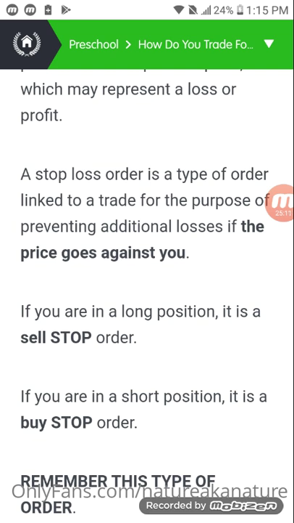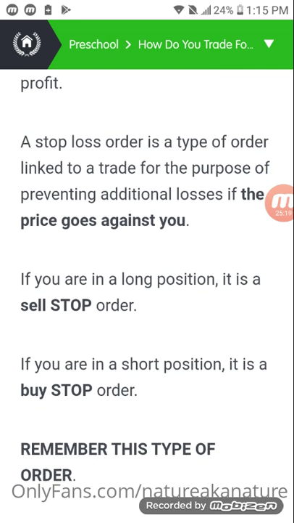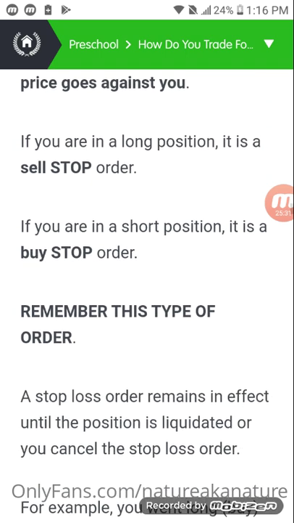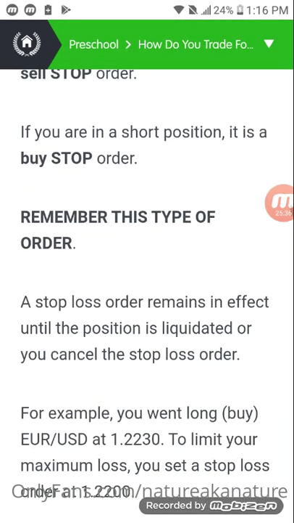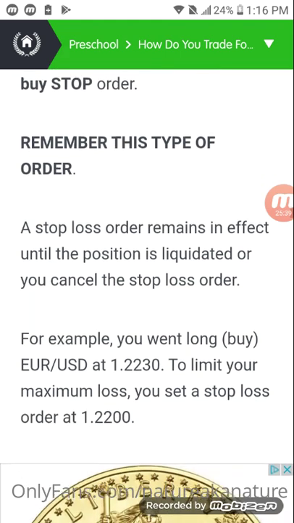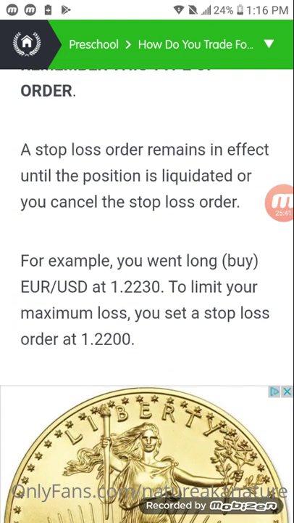If you go in a long position, it's a sell stop order, and if you go in a short position, it's a buy stop order, okay, because if you're in a long position, say that price goes in the opposite way, the sell stop order will stop you out. And say you're in a short position, price goes in the opposite way, the buy stop order will stop you out. Okay, so remember this type of order, as far as the stop loss orders. These are the different types of orders that you can use in Forex. Okay, so stop orders remain effective until the position is liquidated or you cancel the stop loss order.